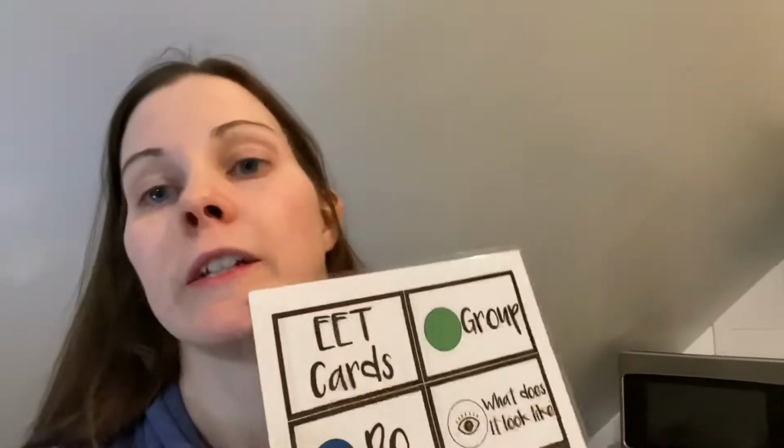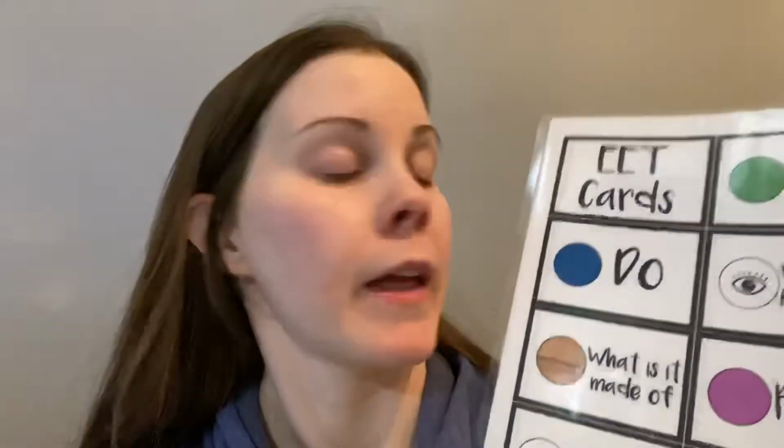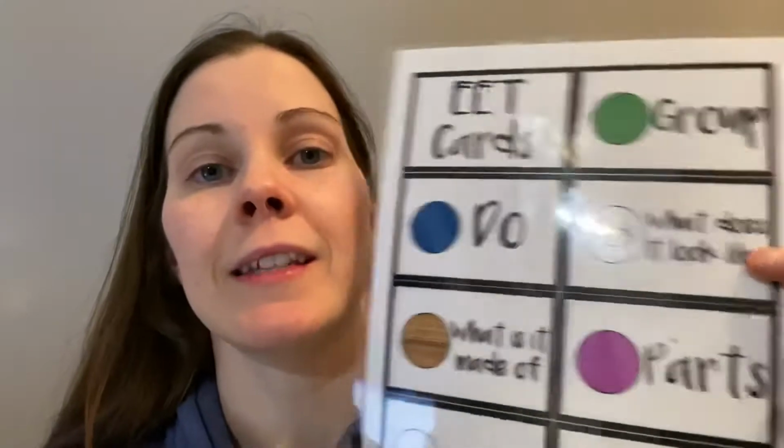So I'll teach you. Green is group, so you can say green group, and that means category. So what category is the object in? Then you have blue dew. Blue dew is the function of the object or what you can do with it. So what it does or what you do with it. What does it look like? That's its physical appearance, so its color or its shape or its size.